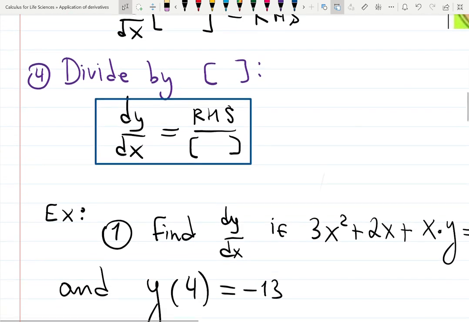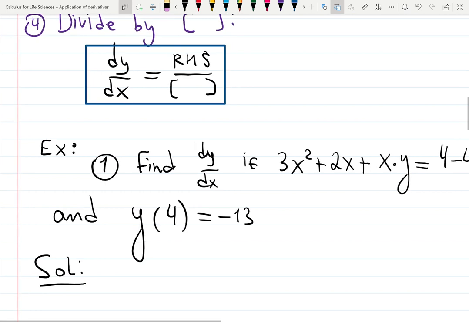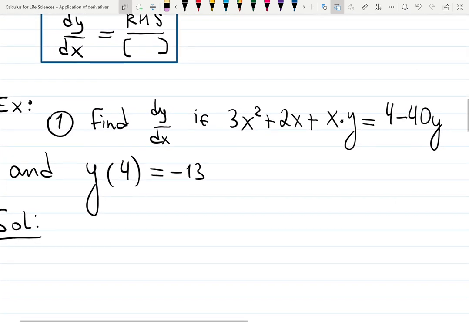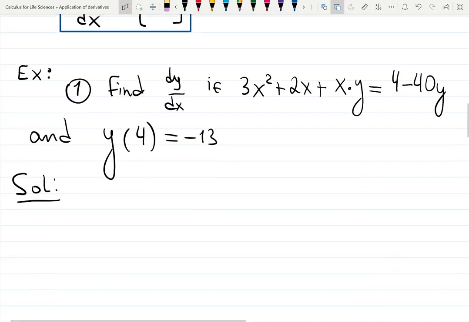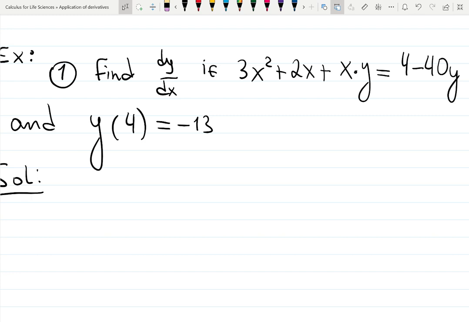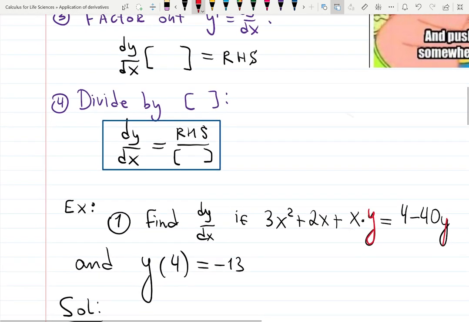Let's do the example. Find the derivative of y if y is hidden in the equation. You see, it's not given explicitly. It's given implicitly. Where is it? It's hidden over here and over here.